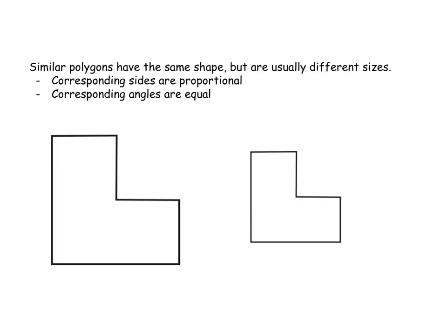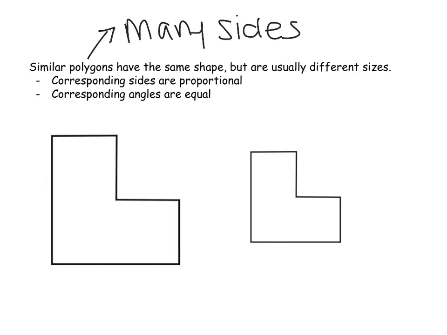First thing, similar polygons have the same shape but are usually different sizes. Let's think back to what a polygon is. Remember, poly means many, gon talks about sides. So this is anything that has many sides. And in this case, we're talking about everything except a triangle. So with 4 sides, 5 sides, 6, 7, 8, 9, 10, 11, as many sides as we want, except for triangles. We're going to save triangles for the next video.